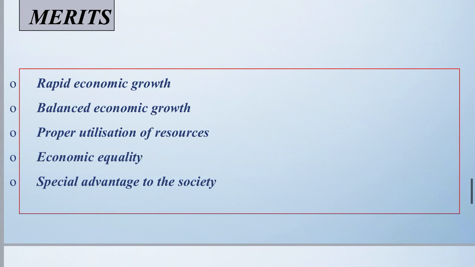Fourth one is economic equality. The government uses progressive rates of taxation for levying tax. What do you mean by progressive taxation? As your income increases, your tax also increases. So tax is collected more from the rich people and less from the poor people. So there is economic equality to a certain extent. The government uses progressive taxes for levying income tax to bring about economic equality.